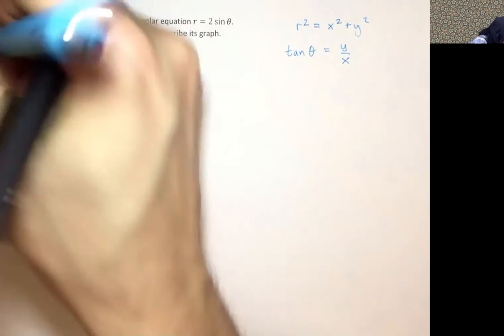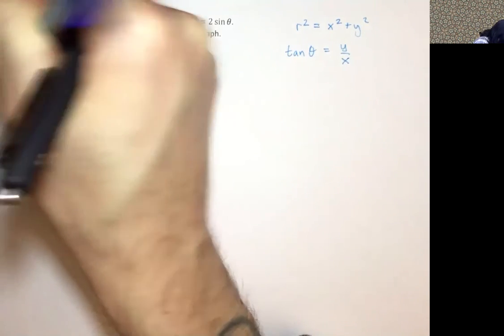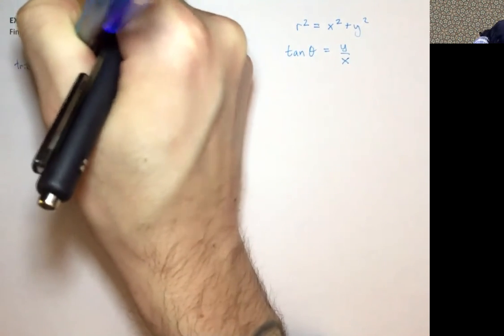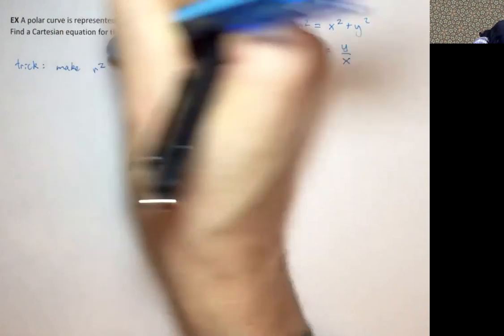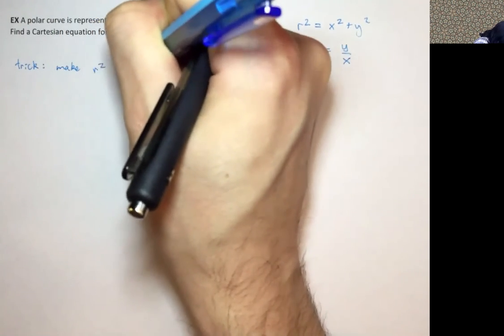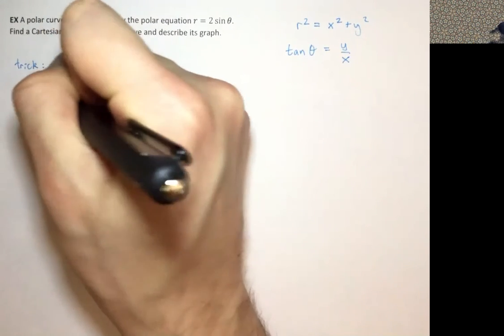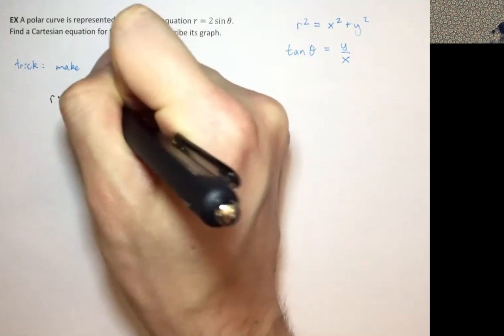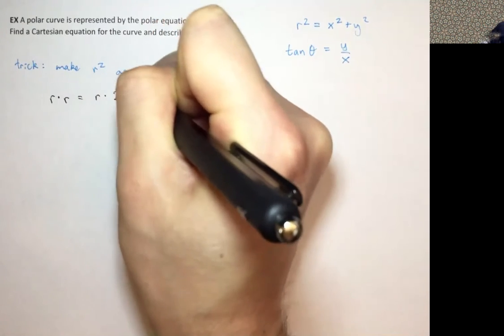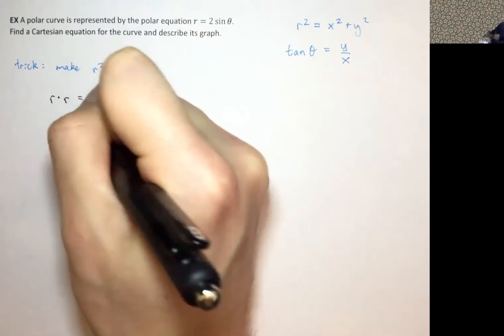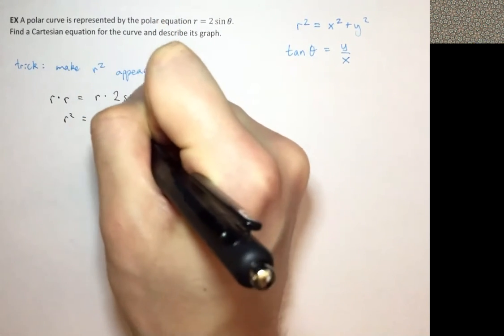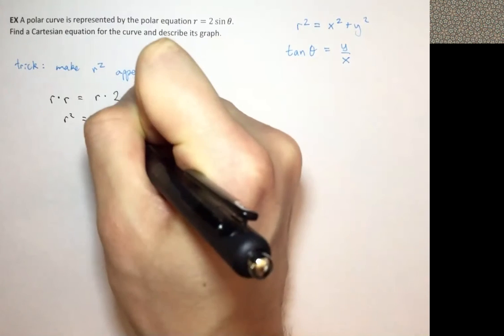So standard trick, make r squared appear. How can I do that? I can multiply both sides of my equation by r. So do r times r and r times 2 sine theta. So that gives me r squared is equal to 2r sine theta.